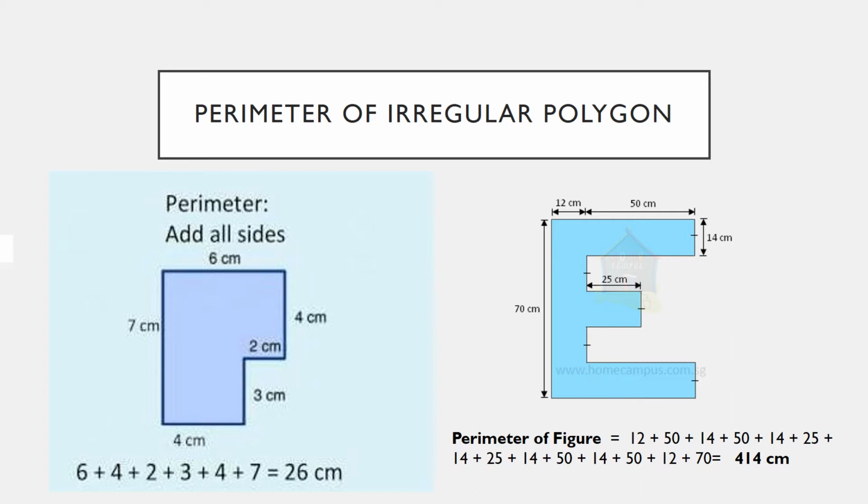Now see here, if you start from the top, 12 plus 50 plus 14 plus 50 again, plus 14 plus 25 plus 14 plus 25 plus 14 plus 50 plus 14 plus 50 plus 12 on the other side, and plus 70, that is the longer side. So on adding all these sides you get 414 centimeter.